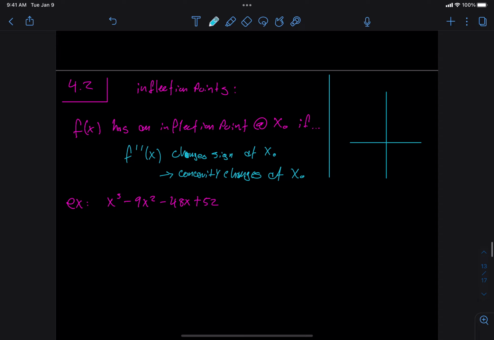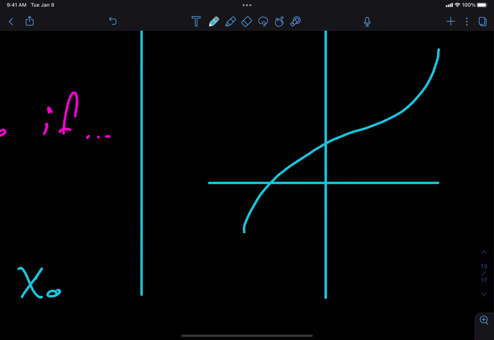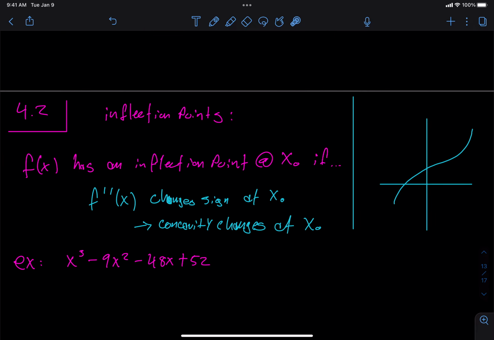So here's a potential function, and it could look like this. I shouldn't do it like that. I should do it like this. So it's much more subtle to identify an inflection point than it is to identify a minimum or maximum. For a minimum or maximum, you just look for a peak or a valley, and you're like, hey, there it is, right? For an inflection point, it's a little trickier to see. Remember, it's where the concavity changes, okay?